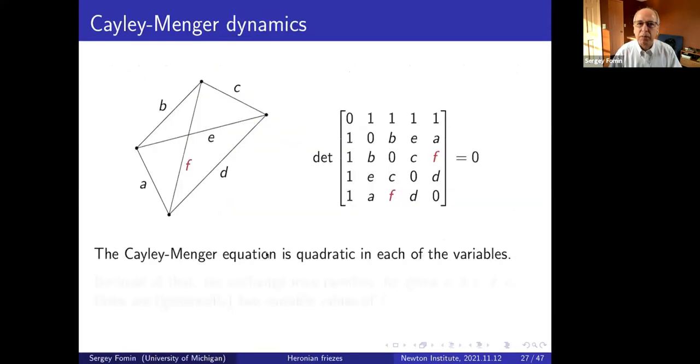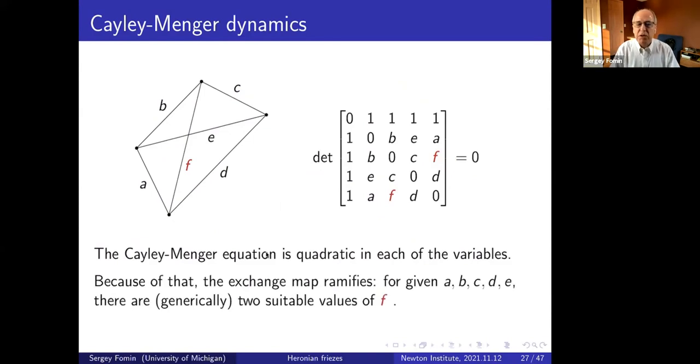Unfortunately, there is a problem. The Cayley-Menger equation is quadratic in F. That's the thing that I discussed on the first slide, right? Because F appears here twice. So when you write out this determinant, there will be a term with F squared. So because of this, the exchange map is not well defined. We have 2 different values of F, and which of the 2 do we need to take? Of course, on the plane, if it's convex, you can see which of the 2 solutions we need to take, but over the complex numbers, it's not clear.